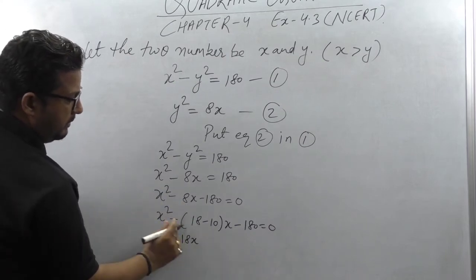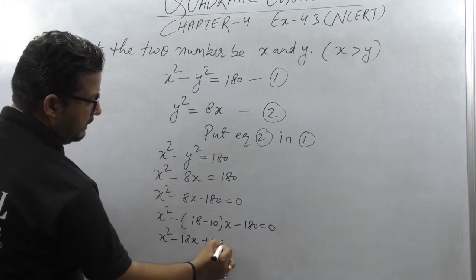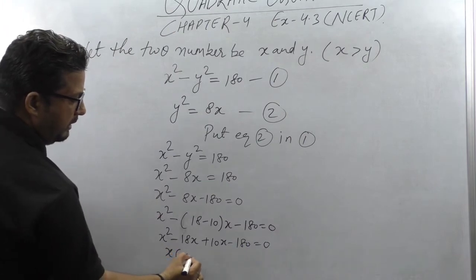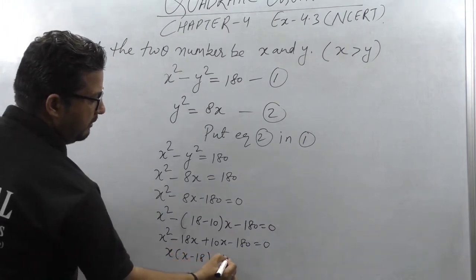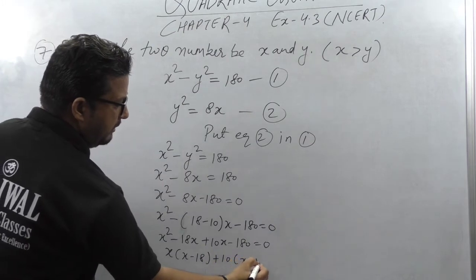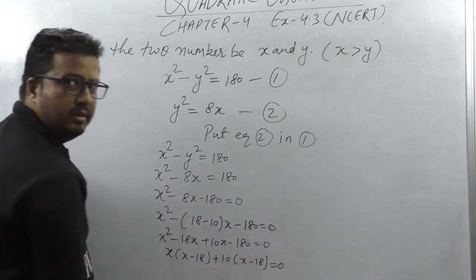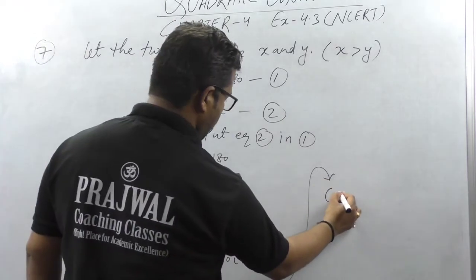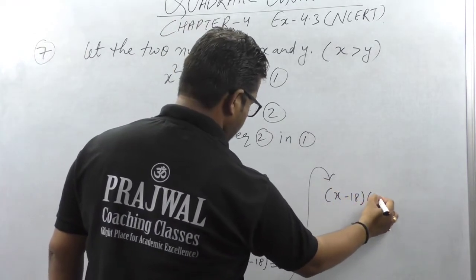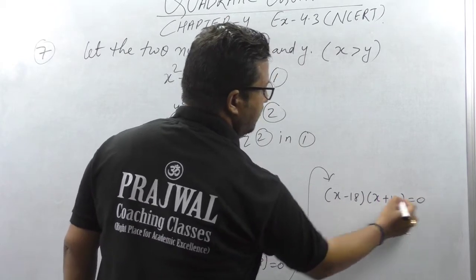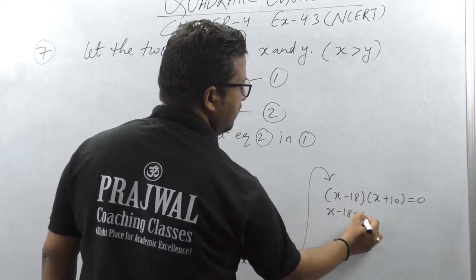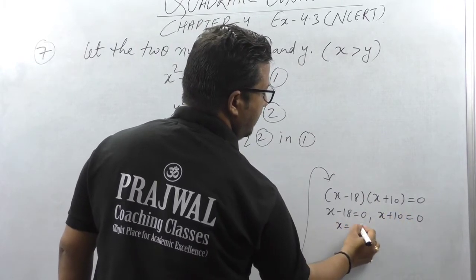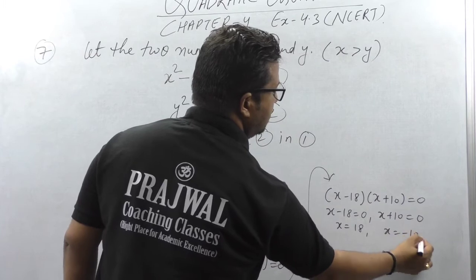अब ना उसको सिंपली सॉल्व कर लीजिए, x स्क्वायर माइनस 18x प्लस 10x माइनस 180 इक्वल टू 0। सो x will take common x minus 18, from here we can take common 10 and it will be x minus 18 equal to 0. So now from here if we take common it will come like x minus 18 and x plus 10 equal to 0. So now x minus 18 equal to 0 and x plus 10 equal to 0. So we get x equal to 18 and x equal to minus 10.